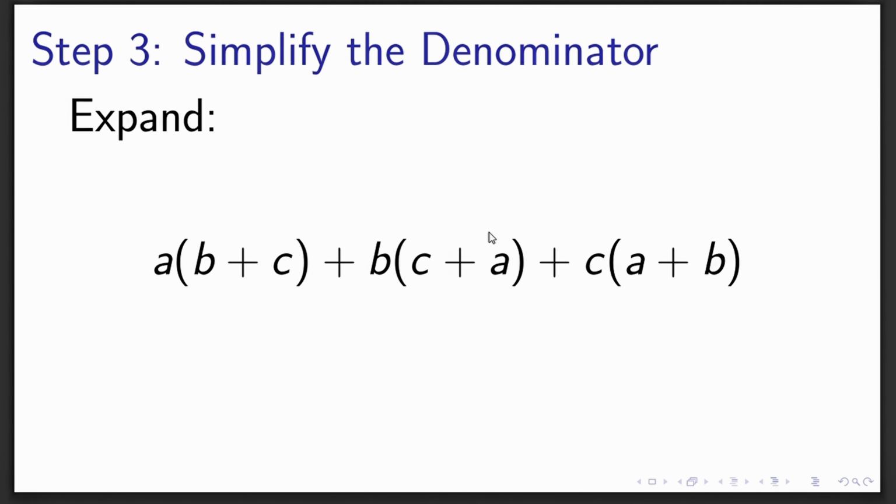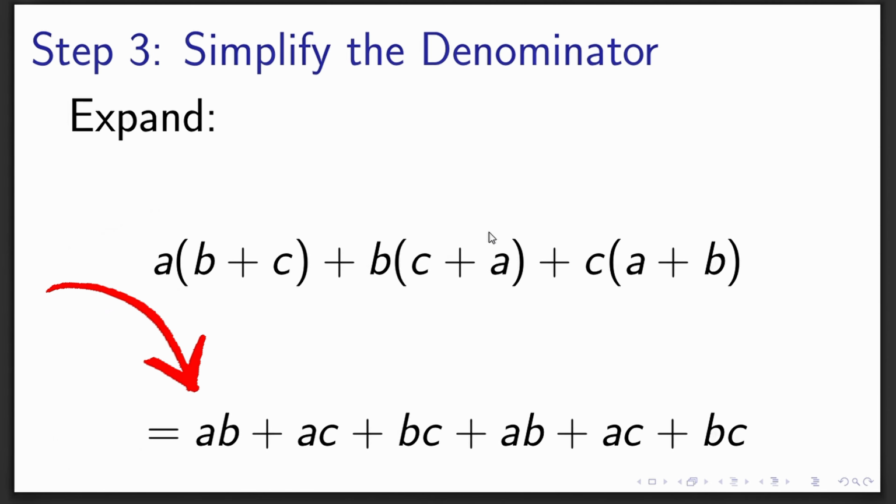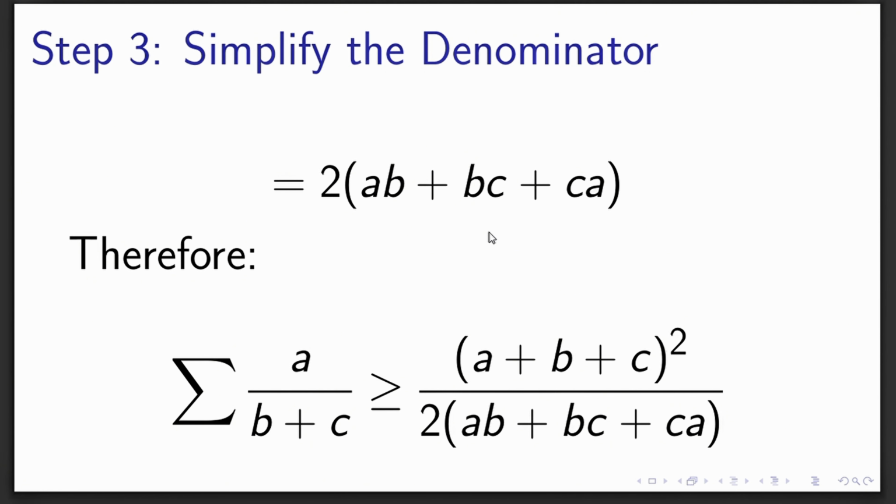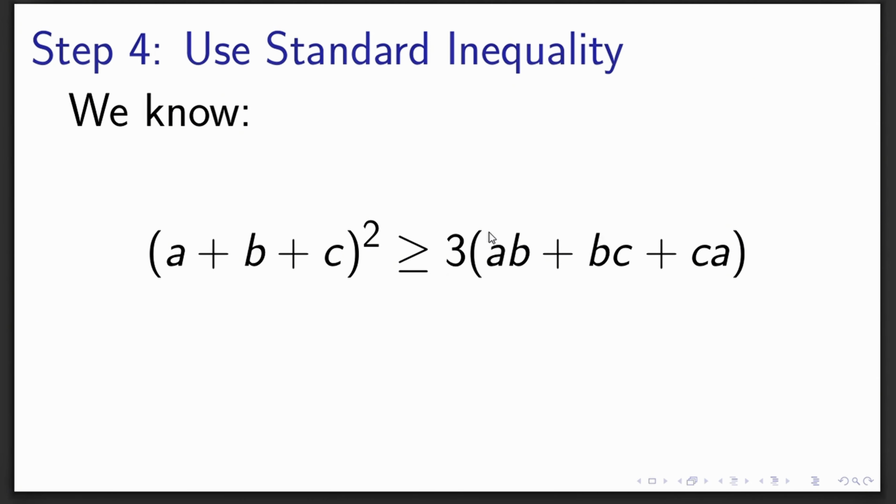Now I can further simplify this. We know that I can expand the denominator. When I do that, I am going to get ab plus ac plus bc plus ab plus ac plus bc. When we further simplify this, we are going to get 2 into ab plus bc plus ca. This means I can substitute this value on the right side of the inequality. When I do that, I am going to get a plus b plus c whole square over 2 into ab plus bc plus ca.